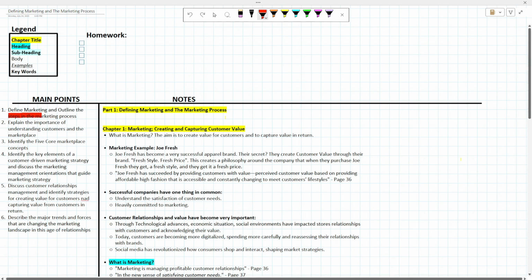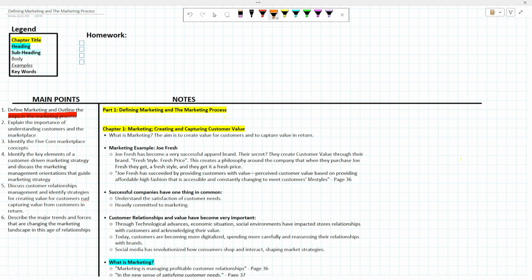So steps in the marketing process. 2, explain the importance of understanding customers and the marketplace. So understanding customers and the marketplace. 3, identify the 5 core marketplace concepts. So the 5 core marketplace concepts. 4, identify the key elements of a customer-driven marketing strategy. So a customer-driven marketing strategy.